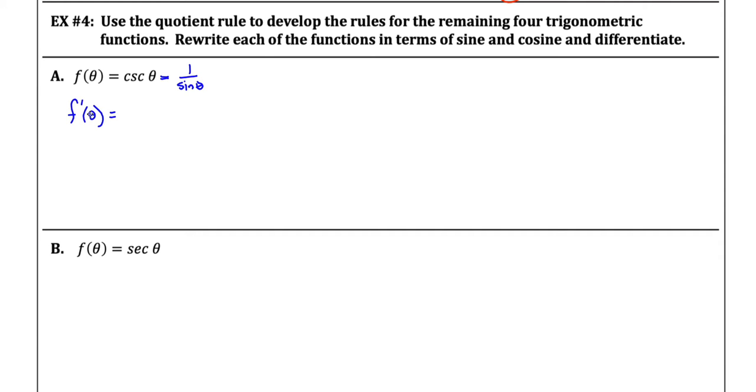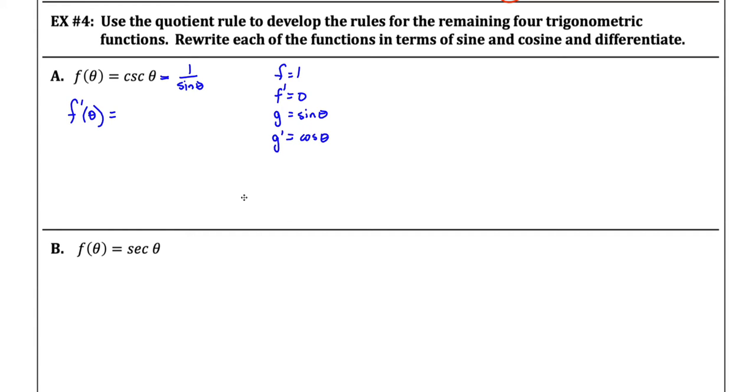So how do I do the quotient rule on 1 over sine of theta? That's what I was hoping you could help me set up. Okay, f is 1. You are correct. G is sine. I've done g prime. Yep, you're correct.